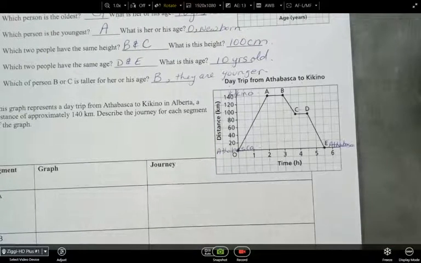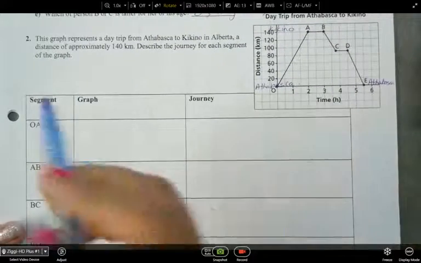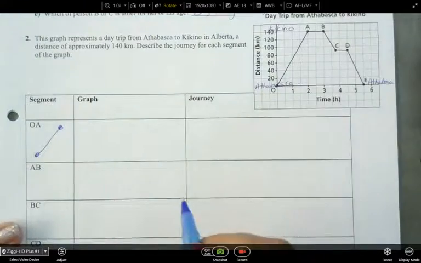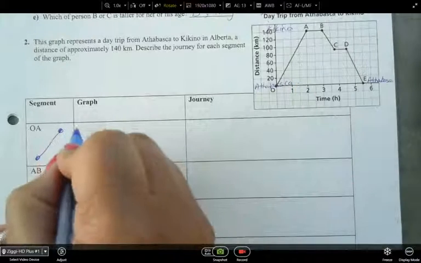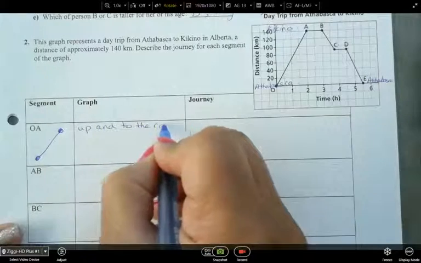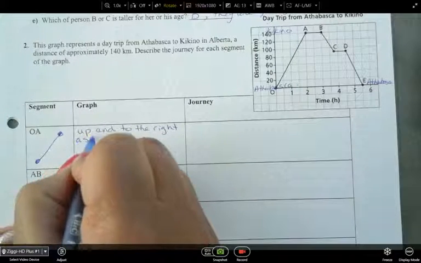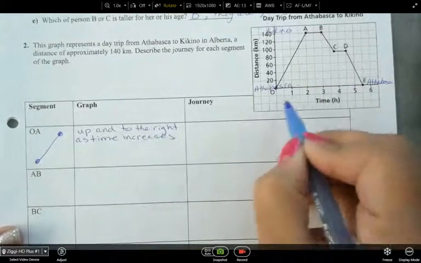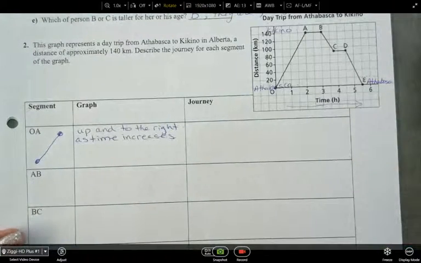Okay, so now what we're going to do is look at each line segment. So each section, the first one is OA. Our line looks like this, okay? Now, what is happening on the graph? So the line looks like it's going up and to the right, okay? So as time increases. Okay, so time increases in this direction. That's how we're going to look at this graph.